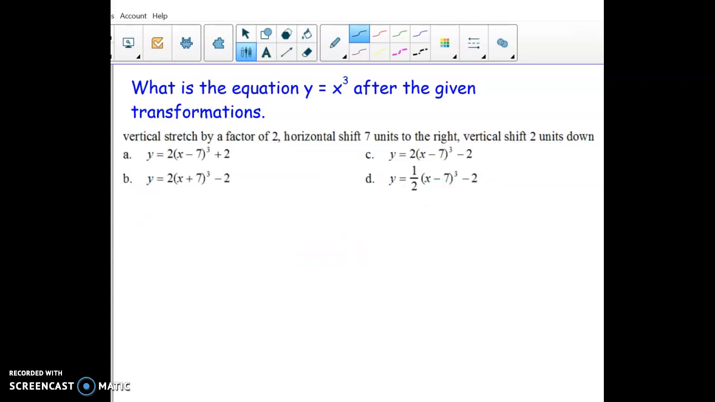All right, one more like that. Okay, so we're going to fill in the parts. We're going to stretch by 2, so I'm going to multiply by 2. Instead of +7, I'm going to go -7. And then to go down 2, I do a -2 on the end. Okay, that's good.